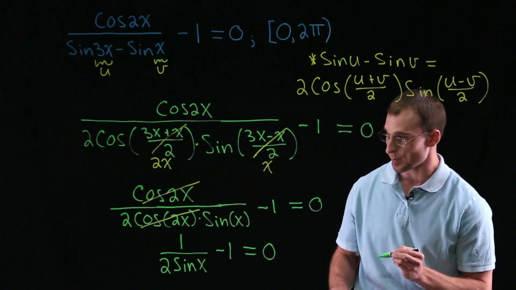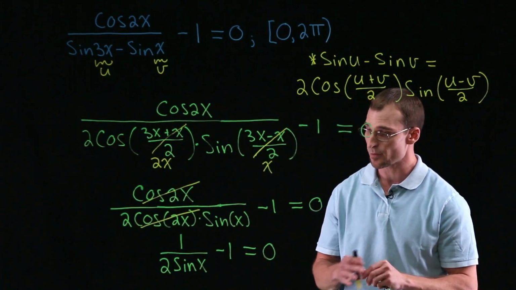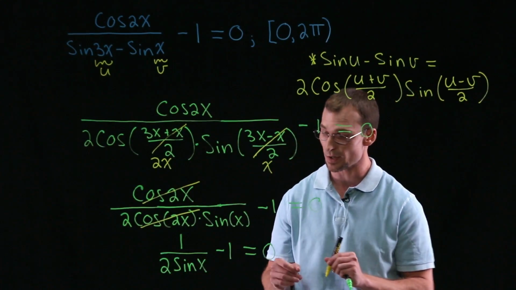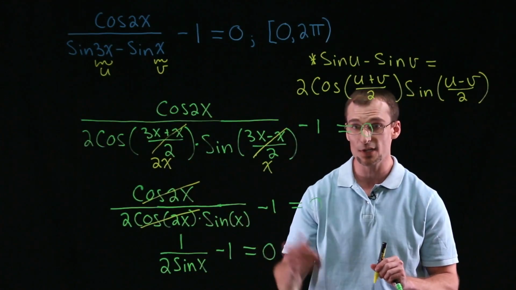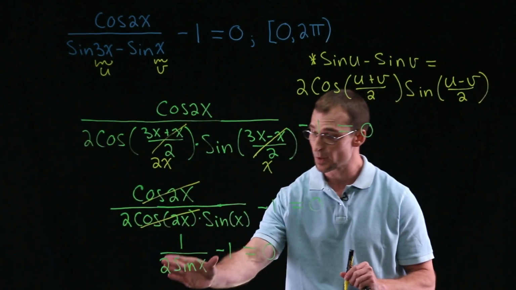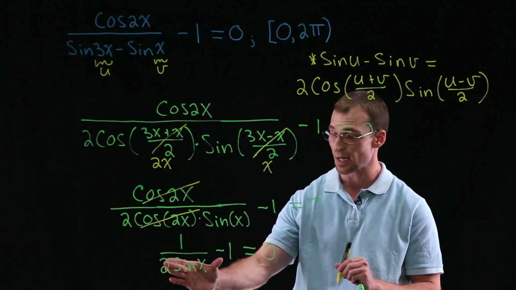So let's take a step back for a minute and reevaluate what we have. We've simplified to 1 over 2 sine x minus 1 equal to 0. So we said, yes, we have an equation set equal to 0, and if we could factor one side, we'd set each factor equal. But if we notice, we just have one trig function sitting on the left-hand side.